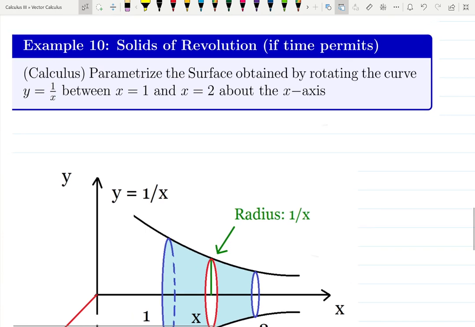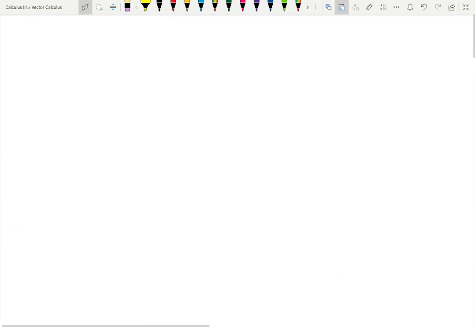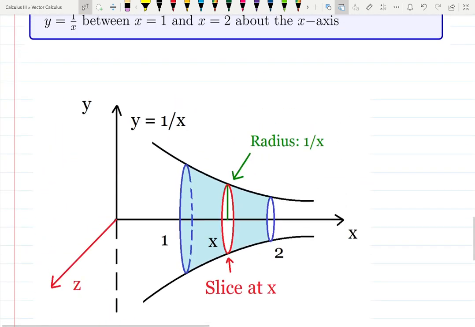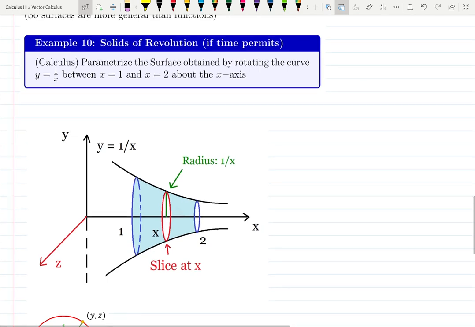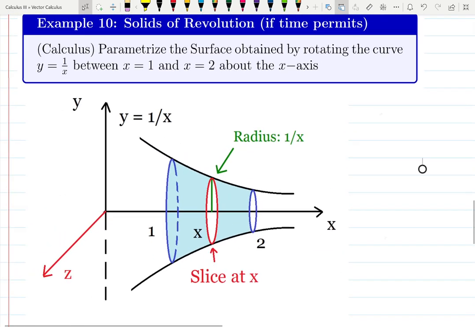Solids of revolution. Look at that. Do you remember we used to do revolution? No. That was Calculus 2 class. Calculus 2 class, it was teaching us how to find volumes using the shell method, washer method, and that kind of stuff. Finally, we're going to do it.